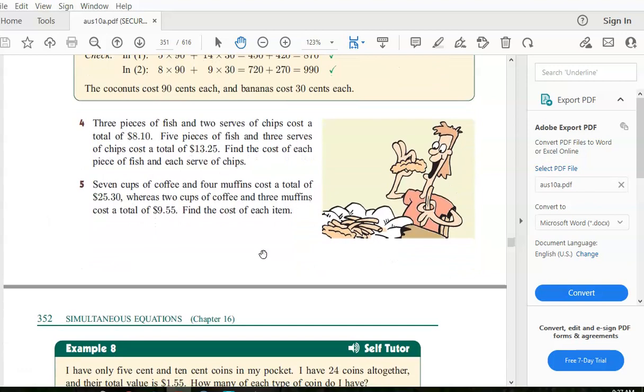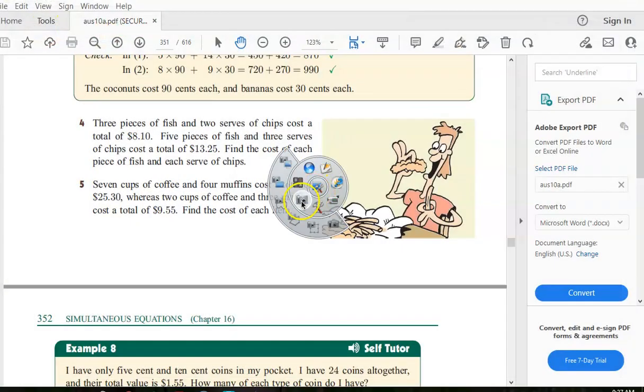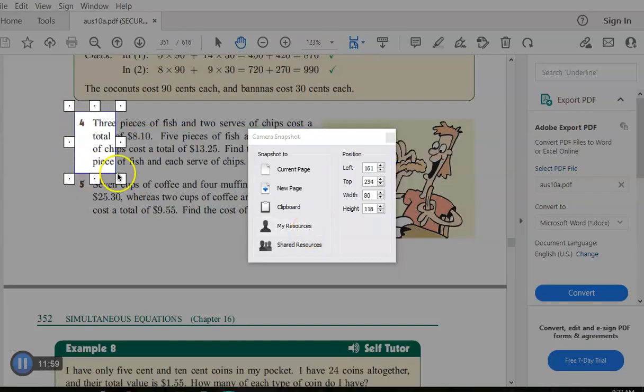So, oh, we got fish and chips. Let's have a look. Feel free to go ahead if you so desire.